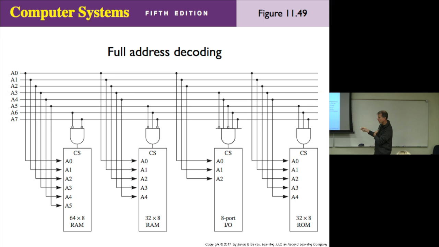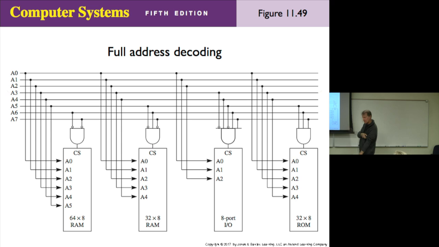Are you with me? So here, A7, A6, A5, if that's 0, 1, 0, then we see that 0 inverted is 1, 1 is just 1, 0 inverted is 1. So this second RAM is selected. And why is this one turned off if it's 0, 1, 0? Because A6 is 1, and so that's going to be inverted to 0, and that'll turn this one off. Now, does everybody see that?